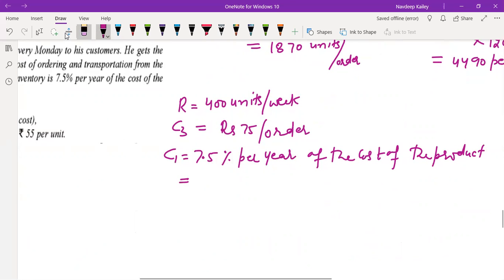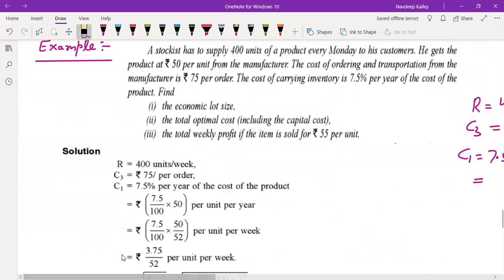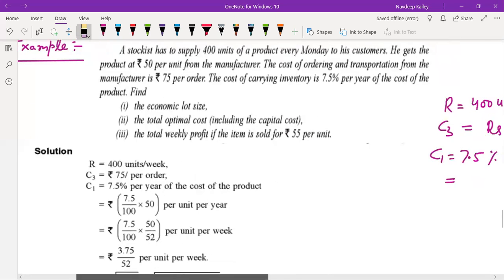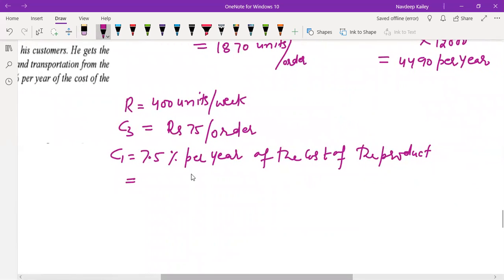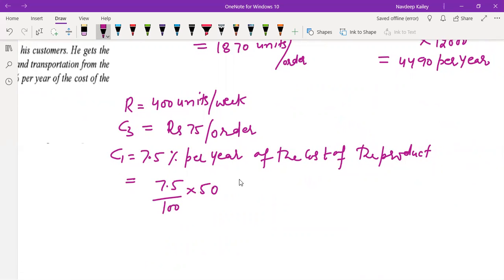Now he gets the product at rupees 50 per unit from the manufacturer. That is 7.5% of 50 rupees per unit, that is 7.5 by 100 into 50 rupees per unit per year.